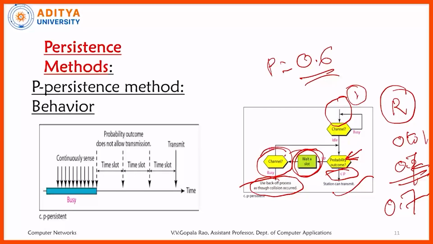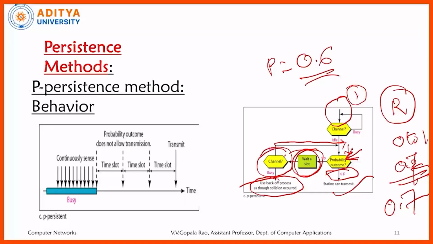Now, if the channel says that it is idle after waiting a slot, then you can come back to this step, and again you check the random value r against the predetermined probability value, and again you follow the procedure I explained previously.